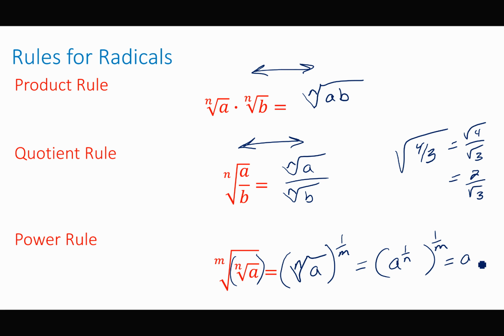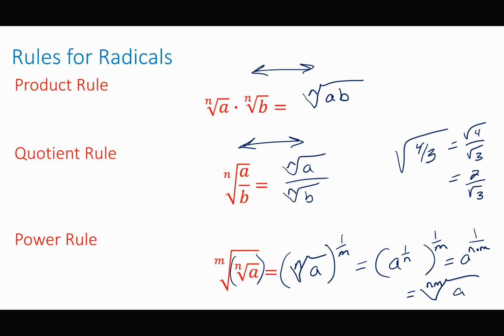I multiply when I cross my parentheses, so this is 1 over n times m in the denominator of my rational exponent. And then I could take this rational exponent and put it back as a radical with nm in the index position, all over a. So all of those steps are equivalent.